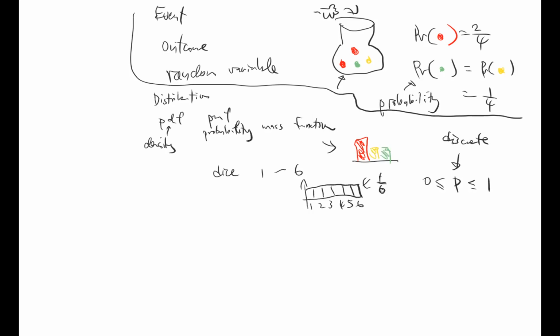For the PDF, the probability density function, this is for the case when the random variable is continuous. For example, let's say I have a random variable x that can take values uniformly from 0 to 1. Uniformly in the sense that the probability is all the same. Then I would draw the PDF as this.